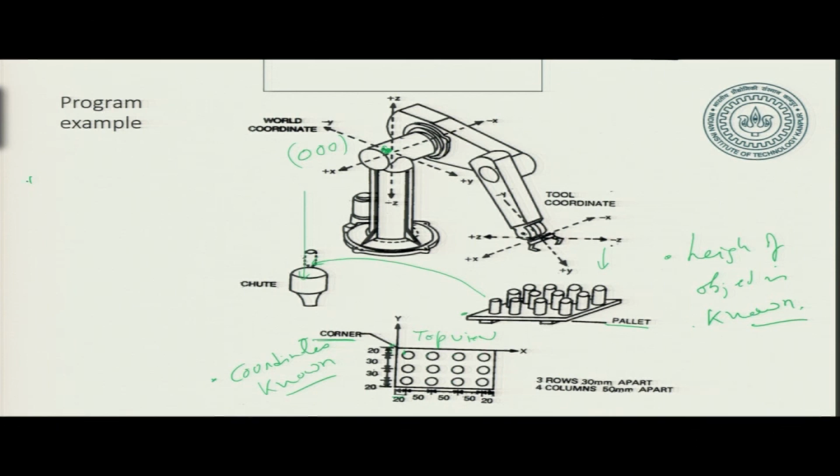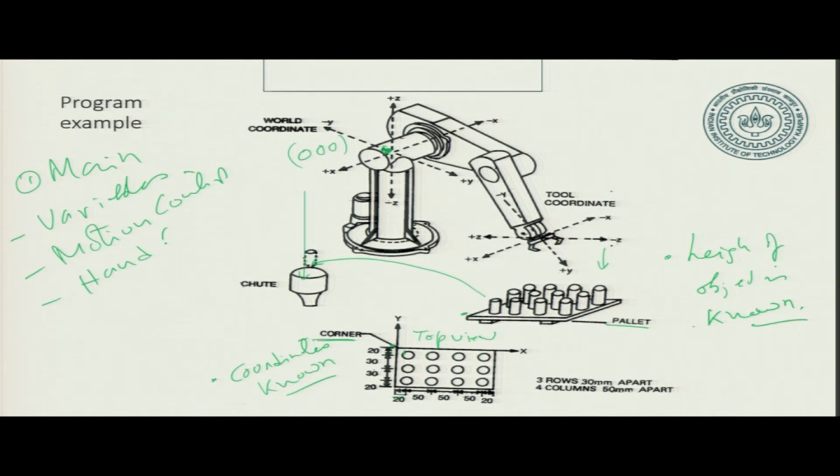So, when we are indexing, what is the logic in which we are going to write the program? First is we are going to write a main program, which will have variables. Then we will have the motion control commands. So, variables first, then motion control, then we will have hand control, and after hand control we are going to have what we can call a subprogram for indexing.